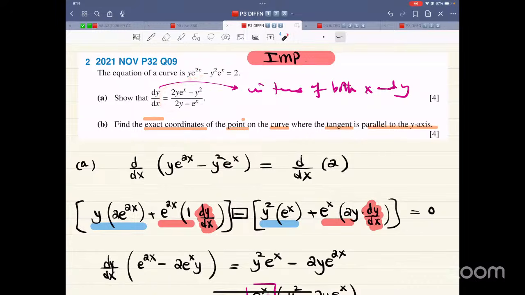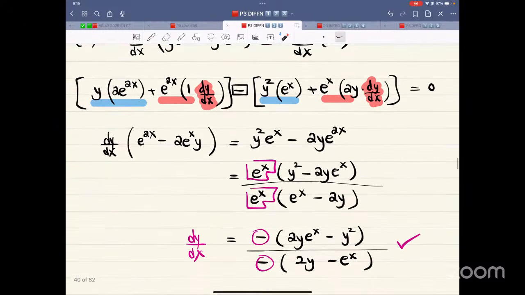Y e2x. So y e2x, this is y. Derivative of e2x is 2e2x. This is e2x. Derivative of y is 1 dy by dx. Similarly, minus as it is. Y square as it is, ex derivative is ex. And then ex as it is, derivative of y square is 2y dy by dx, derivative of a constant is 0.